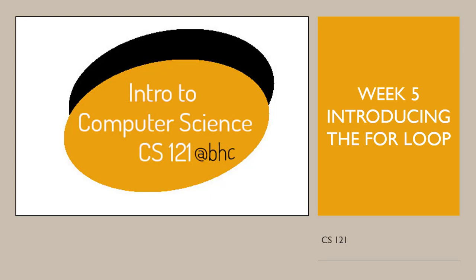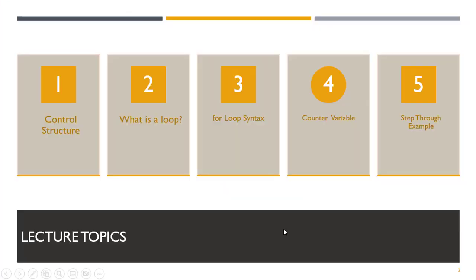Hello, this week we're going to introduce the for loop. Things we're going to cover is what's a control structure, what is a loop. We'll look specifically at a type of loop called the for loop and discuss the type of variable you need for a for loop, which is called a counter variable, and we'll step through an example.